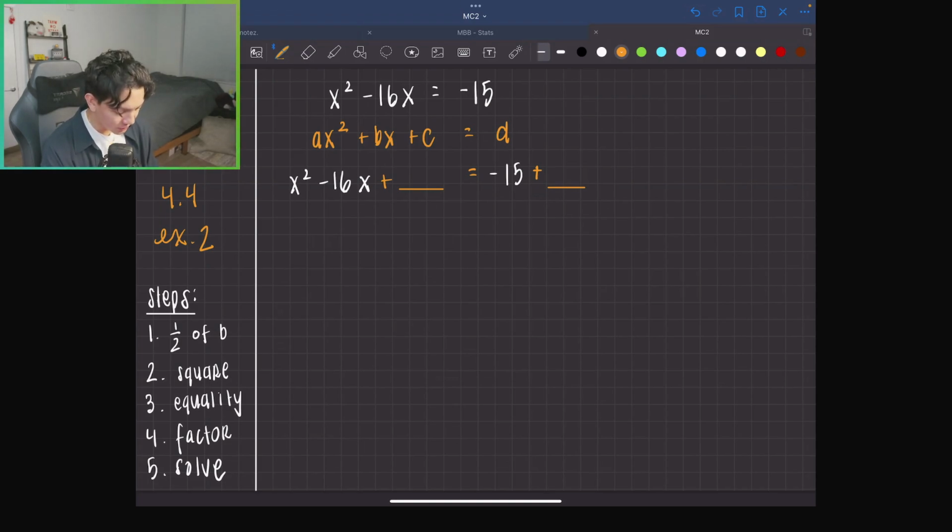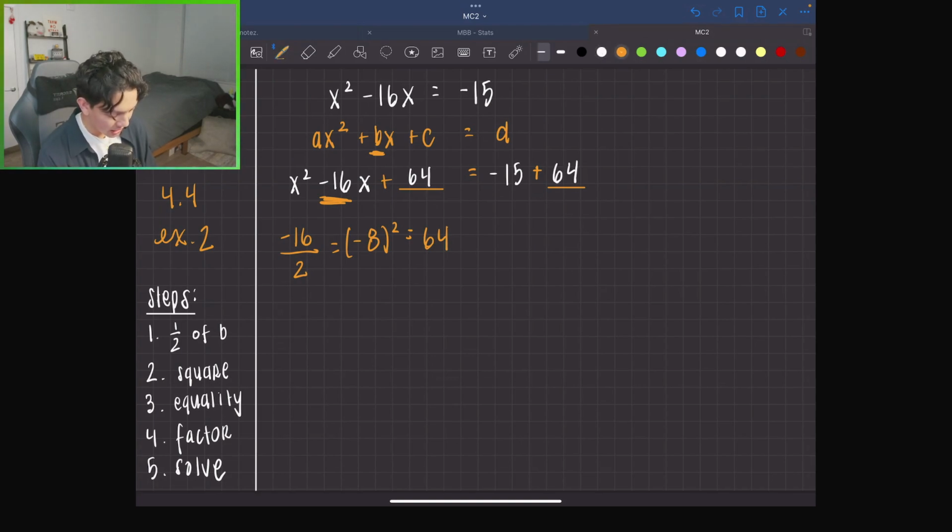So let's follow these directions again in the bottom left corner. We're going to find out what half of our b value is. Our b value here is negative 16, and half of negative 16 is negative 8. Then we're going to square this value. Negative 8 squared is 64. So this is the c value that we're going to add to both sides of the equation. So plus 64, and whatever we do to one side, we do to the other.